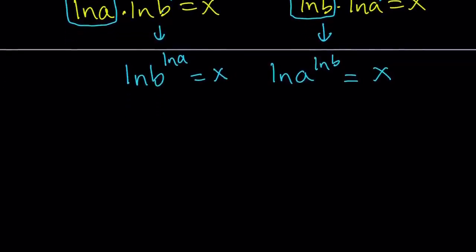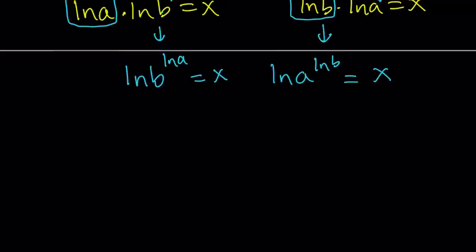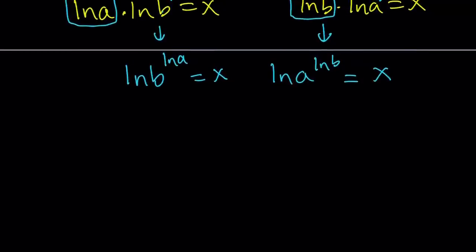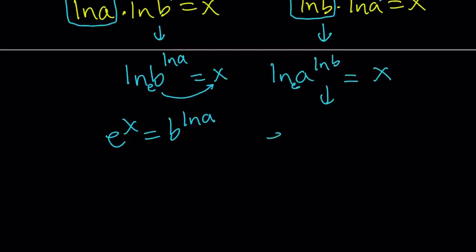Now what am I going to do next? I'm going to be using properties of logs, or should I say definition? Yeah, okay, let's call it that. We have the base e, so if you go ahead and use the definition, e to the x equals b to the power ln a. From here, same thing, base e, e to the x equals a to the power ln b. We knew that they were equal, but this also verifies it, right?